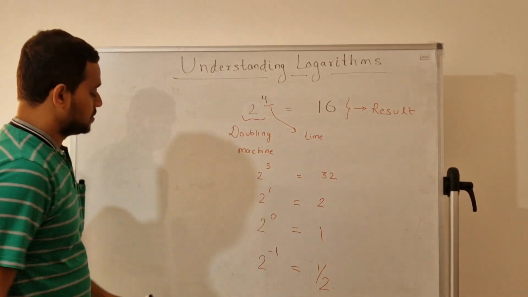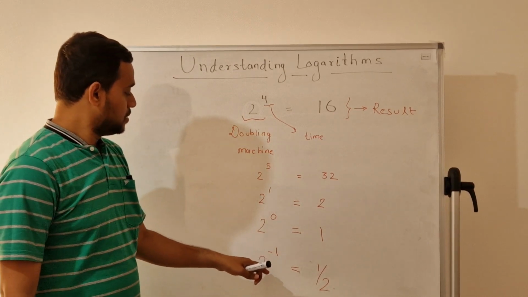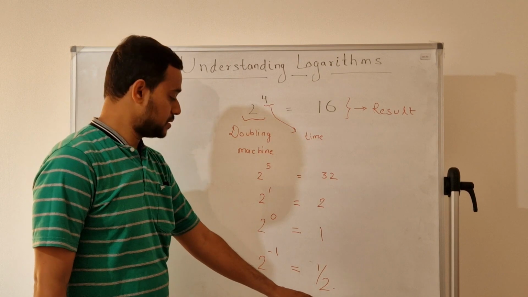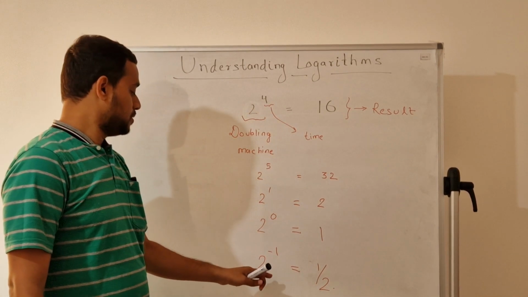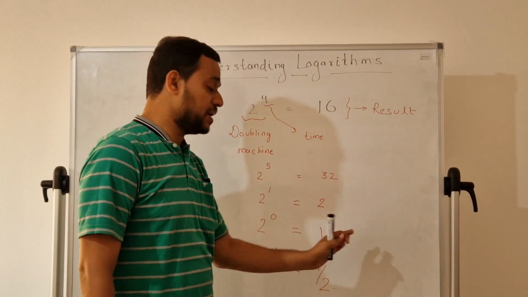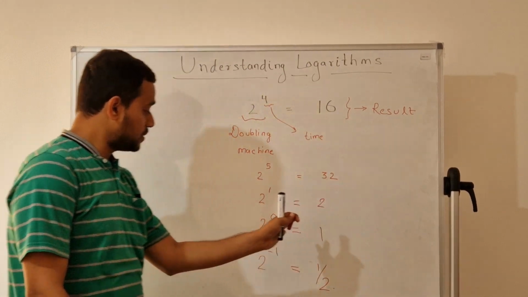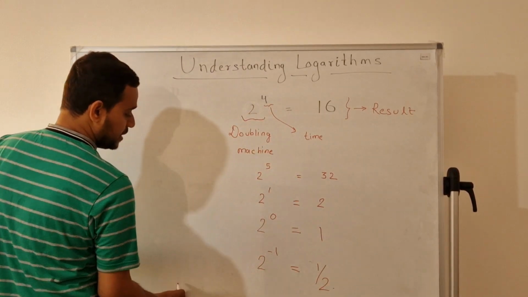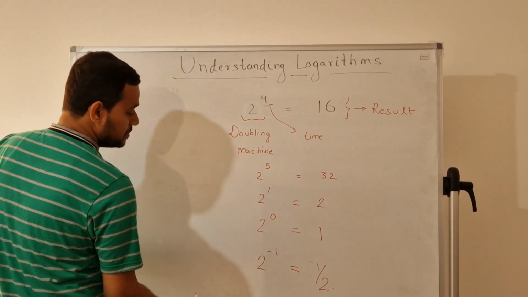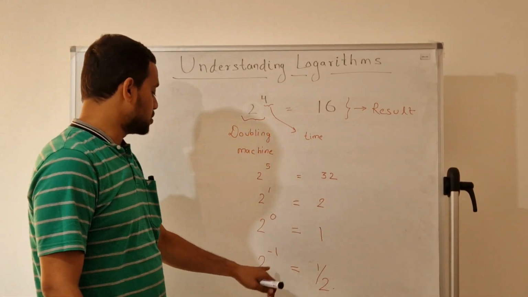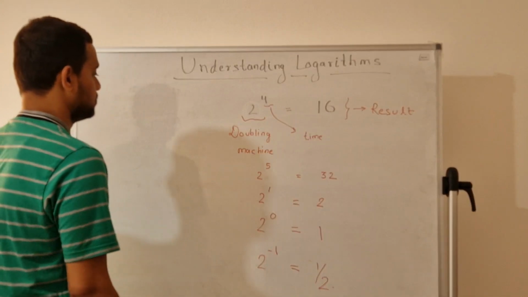Another example. 2 raised to the power minus 1 is equal to 1 by 2. What does this mean? This means, if your final size is half of what you had, then how many times did you double? This means you didn't go forward in time. Otherwise your size would have grown. You went backwards in time. So if time was growing like this, you went here 1 unit of time and your size became 1 by 2. This is why 2 raised to minus 1 becomes 1 by 2.